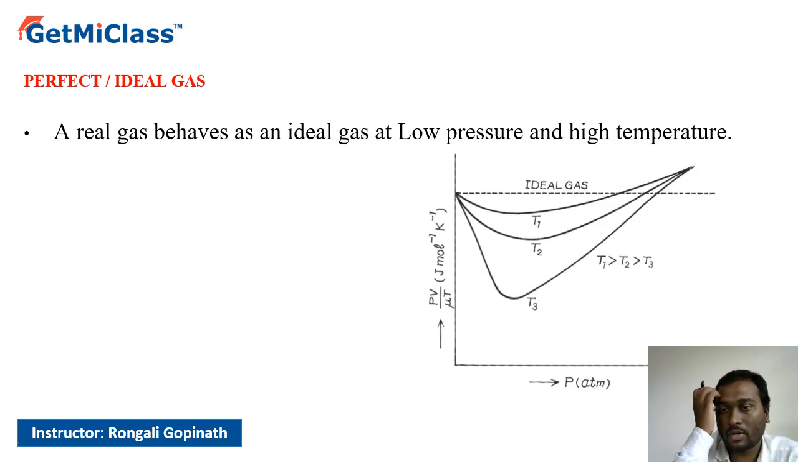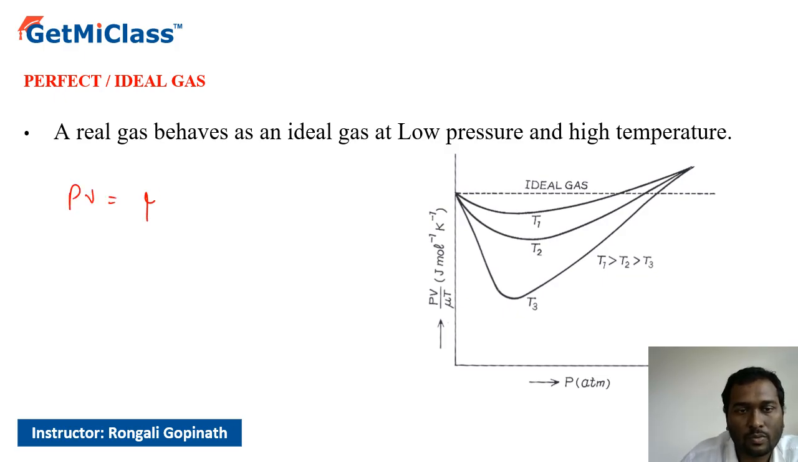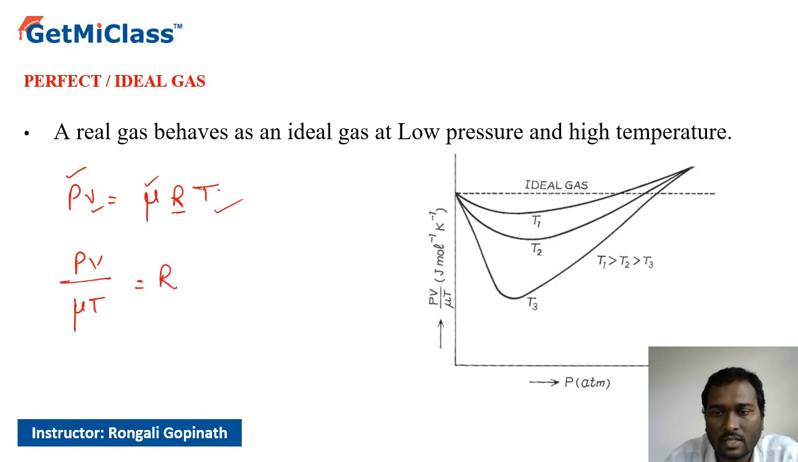If you want to plot a graph between pressure, volume, number of moles and temperature, what is the ideal gas equation? PV equals mu RT, where the terms are pressure, volume, number of moles, gas constant and temperature. If you look at PV by mu T, this is the gas constant R. The gas constant should always be constant. It should not vary with respect to pressure or temperature.